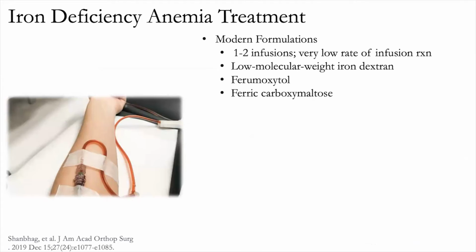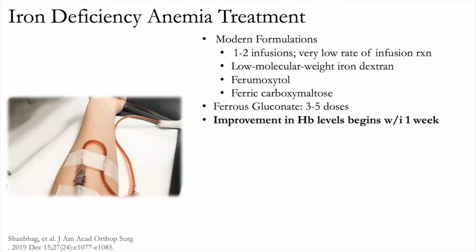And these are some of the formulations. I think we most commonly give ferrous gluconate, which has to be 3 to 5 doses in outpatient about every other day. And of course, that's something a primary care or outpatient perioperative physician can help you set up, or help the patient set up. You should know that the hemoglobin levels do begin to improve within a week, but it takes about 3 to 4 weeks to normalize hemoglobin levels.